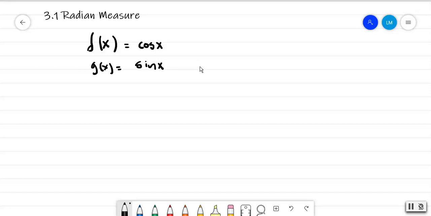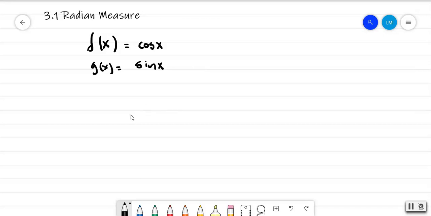So it would make sense that we wouldn't necessarily work in degrees, because maybe it'd be better if we can just work with something else that makes more sense that you can input into a function.